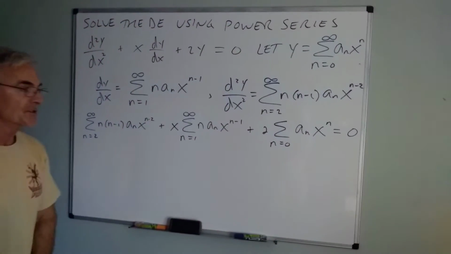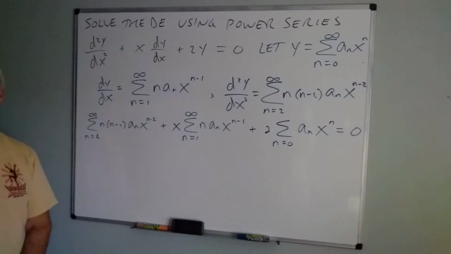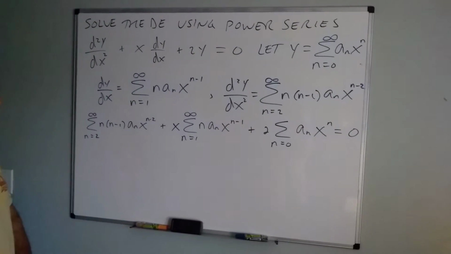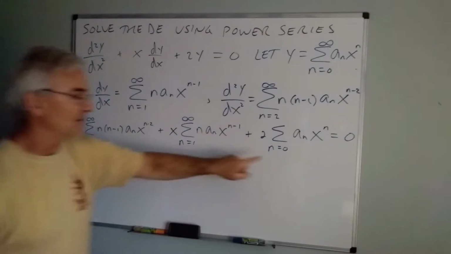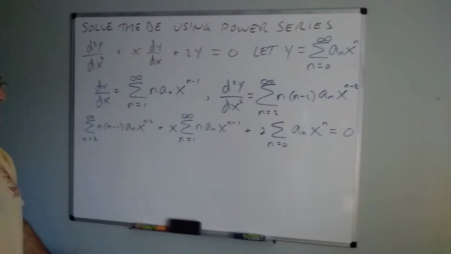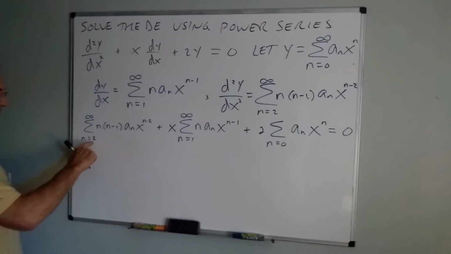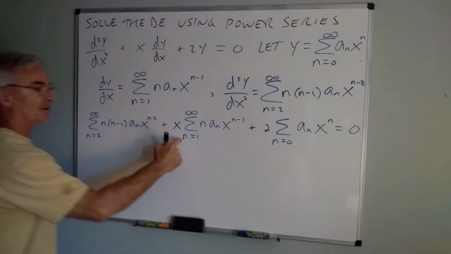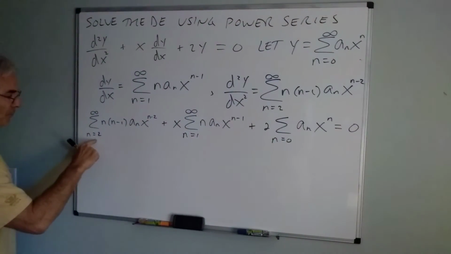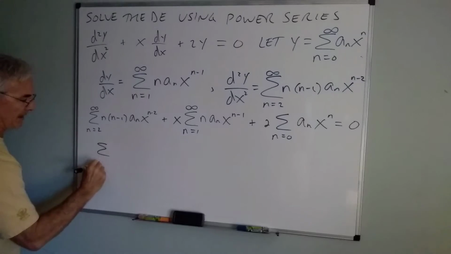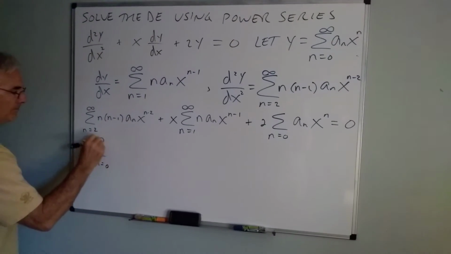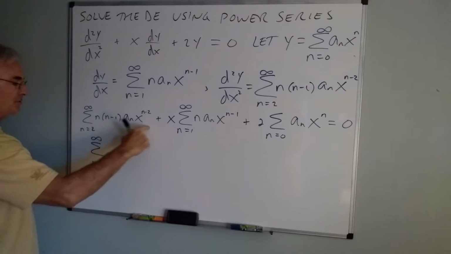In order to solve this, we need to condense it into one power series starting at the same place. Well, we have a problem: these all start at different places and I have different exponents. So the first thing we'll do is address the fact that this starts at 2, this starts at 1, and this starts at 0. So if we shift this in order to make it start at 0, then all of these need to be shifted 2 units.